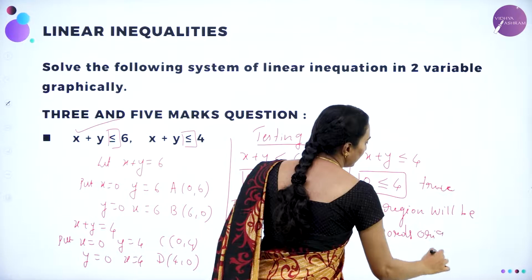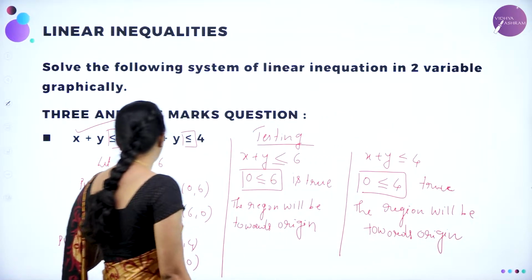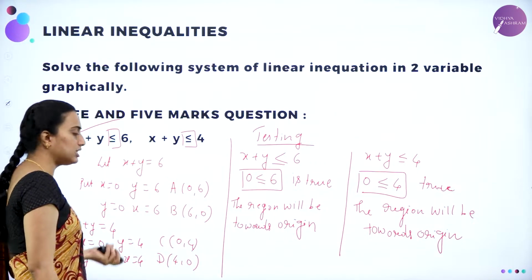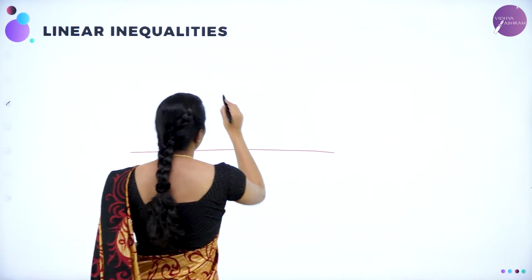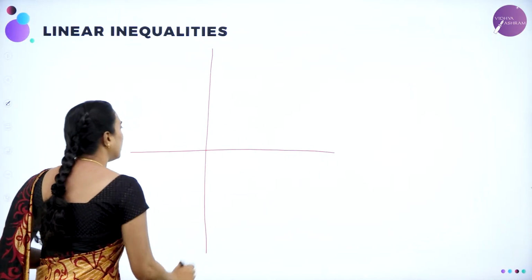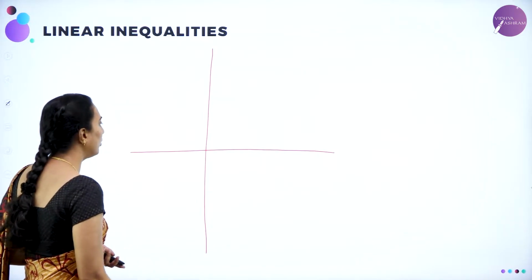Now let me draw the graph accordingly. I have got the points A, B, C and D. So let me take the x-axis and y-axis. You are never getting negative points there, so I am concentrating only on the positive.